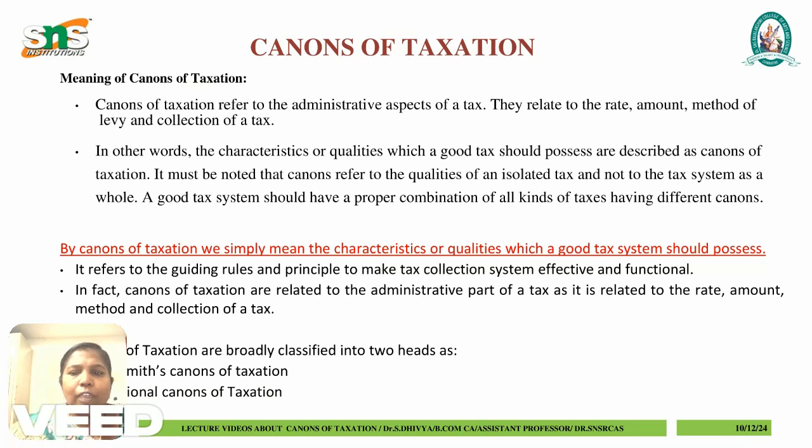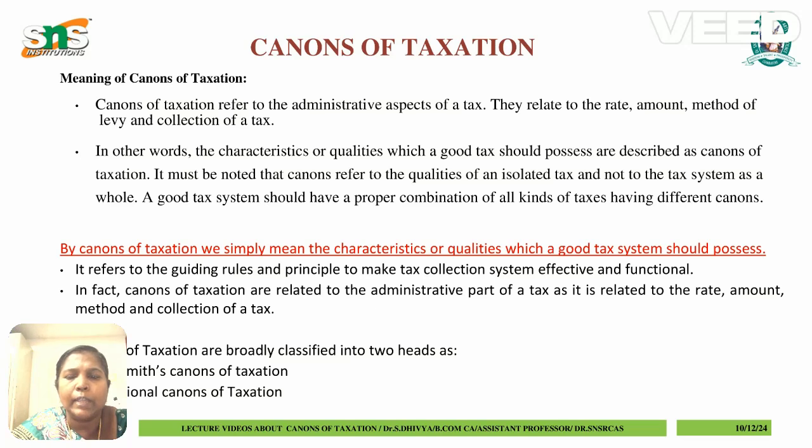The meaning of canon of taxation is an administrative aspect of a tax. They relate to the rate, amount, method of levy and collection of a tax. In other words, the characteristics or qualities which a good tax should possess are described as canons of taxation. It must be noted that canon refers to the quality of an isolated tax and not to the tax system as a whole.